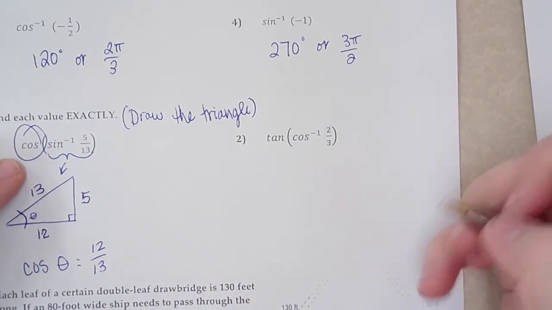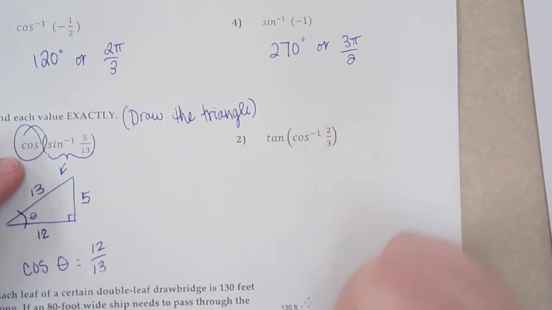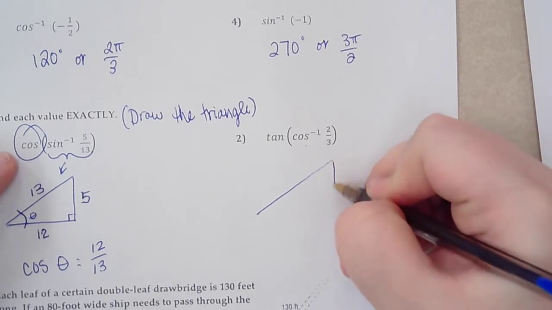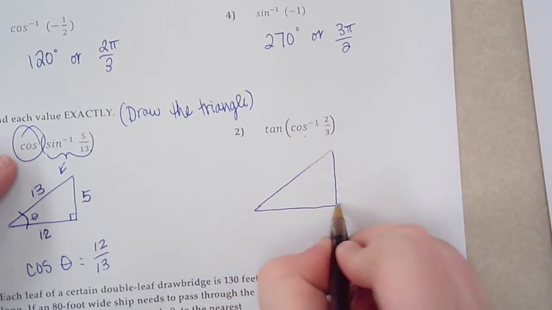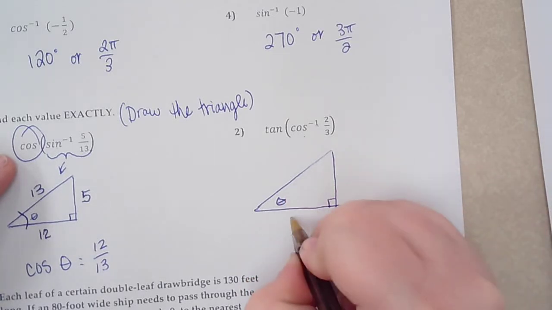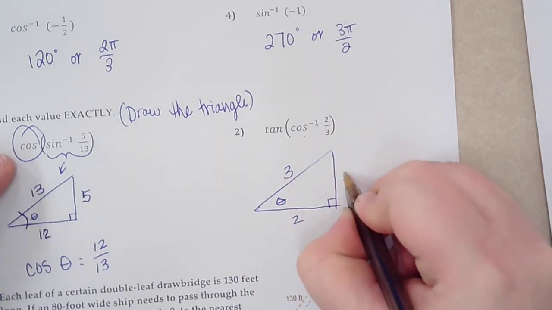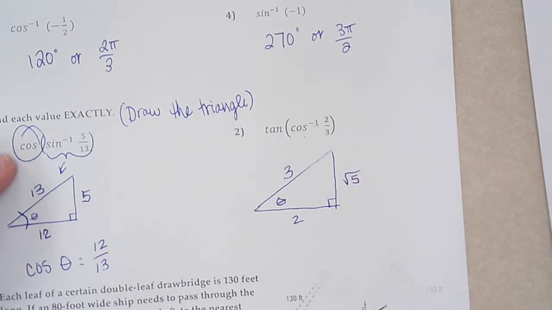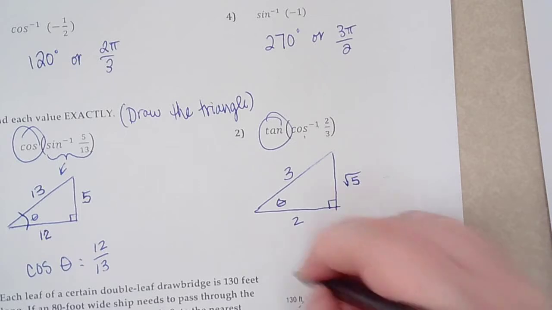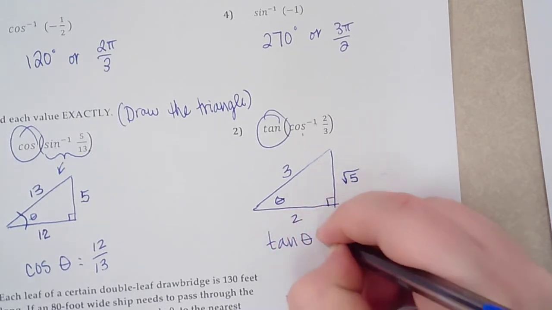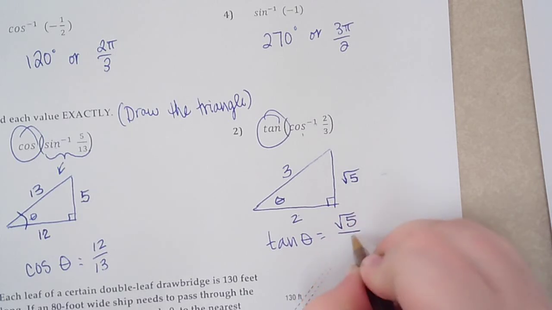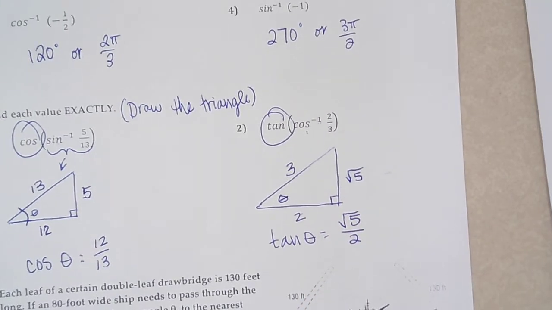Let's see that again. Arc cosine is 2 over 3. So when I set up my triangle, that's the same thing as saying this angle is equal to arc cosine of 2 over 3. Use that Pythagorean theorem again, you get the third side. And once I've set up the triangle, I'm looking for tangent. Tangent of theta is opposite over adjacent, and my final answer is just root 5 over 2.